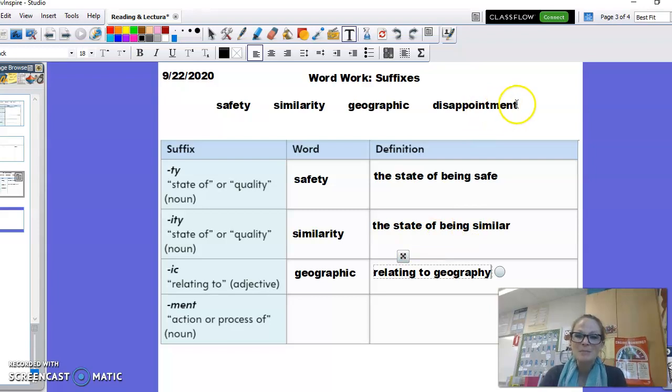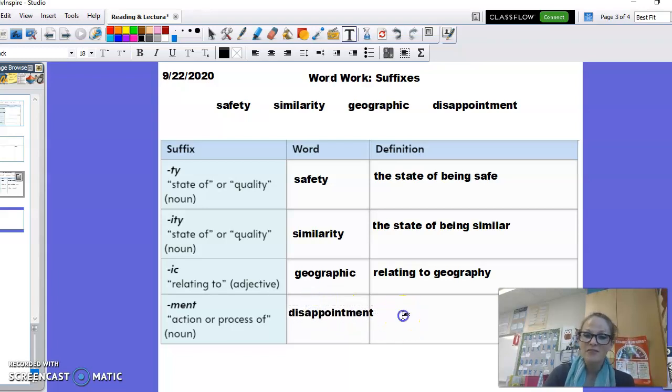And then last but not least, we have disappointment. What do you think the root word is for disappointment? If we take off that ment, what's our base word? What's our root word? I'm hearing you guys say disappoint. Very good. That's our root word. That's our base, right? So disappointment is our word.